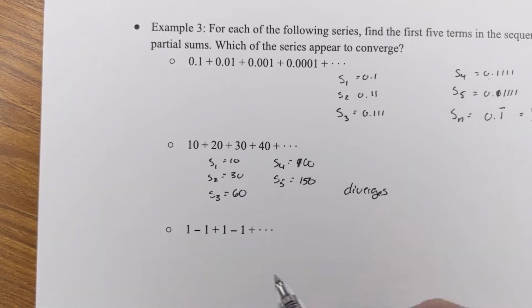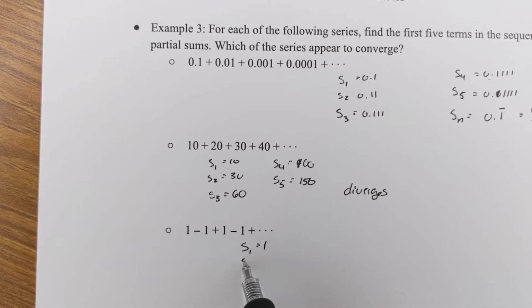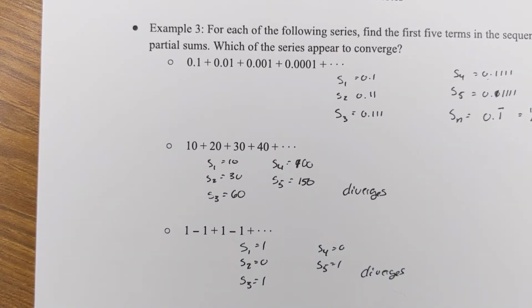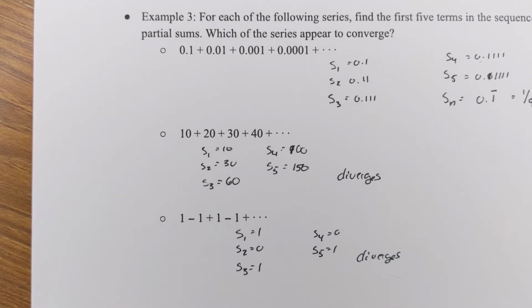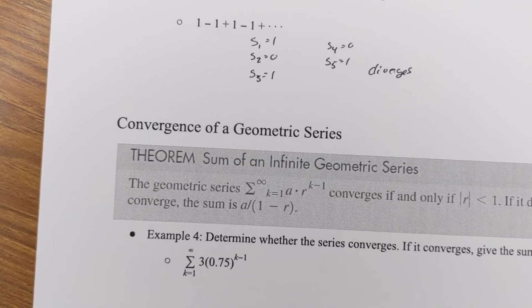Okay, so let's see here for this one. S1 is 1, S2 is 0, S3 is 1, S4 is 0, S5 is 1. This also diverges because they do not level off to a single value. It bounces back and forth between 1 and 0. So the limit of Sn does not exist.